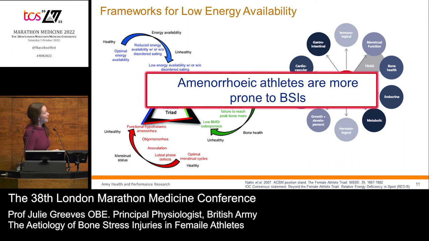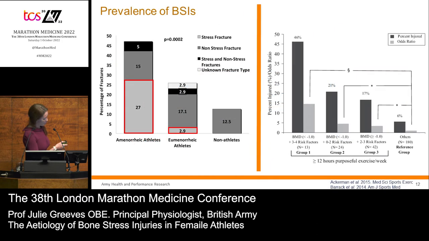We know that amenorrheic athletes are more prone to bone stress injuries compared to their eumenorrheic counterparts. And estrogen plays a central role in bone metabolism. It's probably one of the most important hormones which really controls our bone turnover. It stops the bone resorbing, and it promotes bone formation. So any decreases in our endogenous estrogens, even in men, has a direct negative impact on bone.